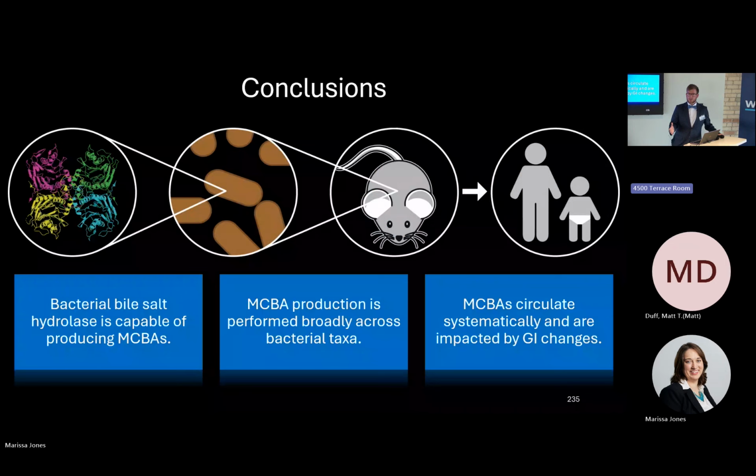So to go through a couple of conclusions of this work, I identified bile salt hydrolase as an enzyme responsible for conjugating bile acids, and that this MCBA production is performed by very taxonomically diverse bacteria. Again, bile salt hydrolase is rapidly horizontally gene transferred. And then finally, this is some of the very first work to show that these novel bile acid compounds can circulate throughout the entire body. And it is an active area of research as to why they are circulating around, or at least what they're doing throughout the body.